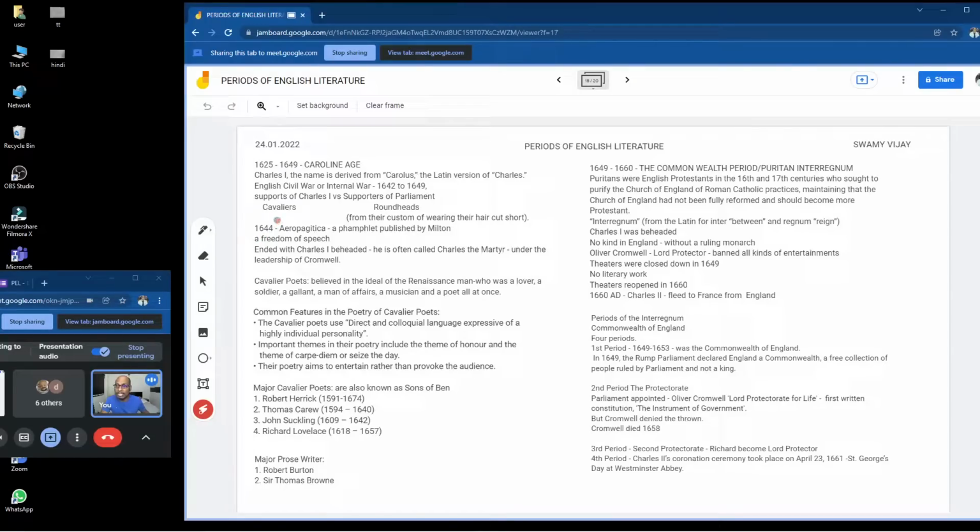And then in 1644, a very famous pamphlet was published by Milton. So Milton belongs to the Caroline age. He is a Puritan. We'll discuss Milton in detail in coming classes. So in 1644 he published Areopagitica, a pamphlet. It is about freedom of speech.